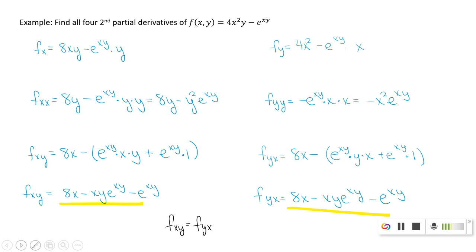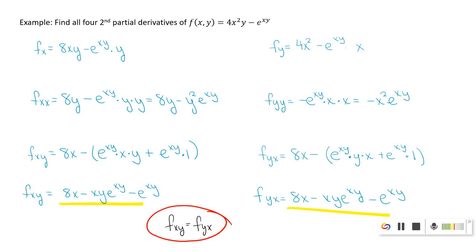The f sub xy and the f sub yx are identical. We got the exact same thing. And it turns out that is not a coincidence. That will always happen. The order that you take those partial derivatives in doesn't matter. Your f sub xy will always equal your f sub yx.